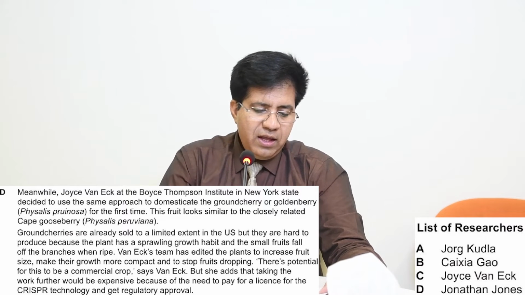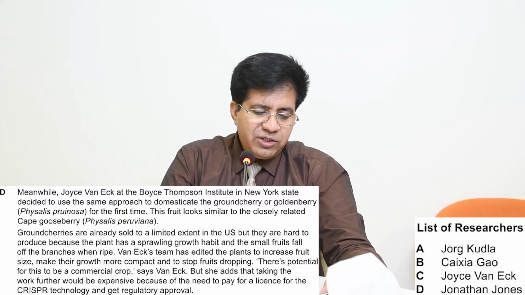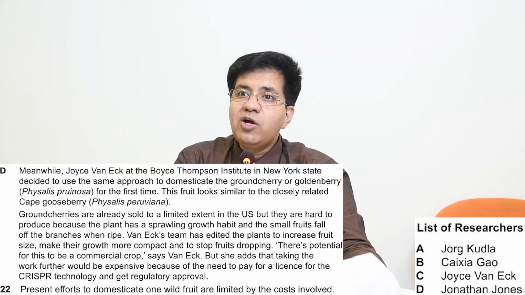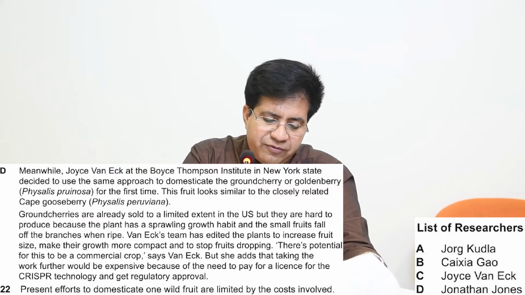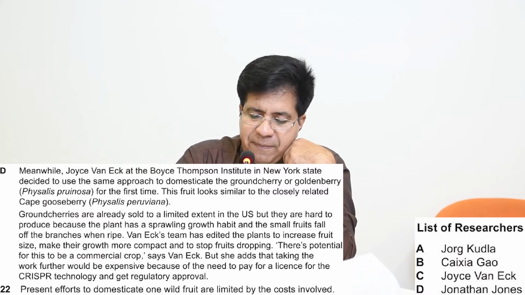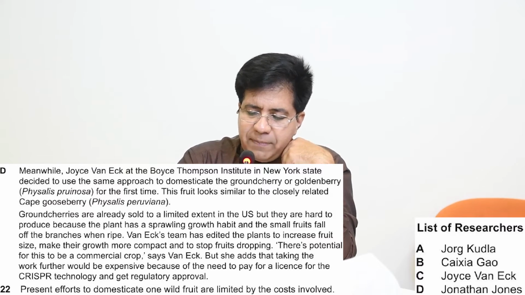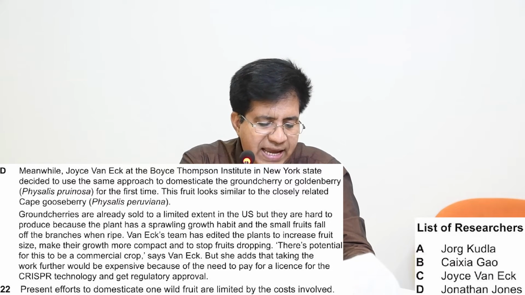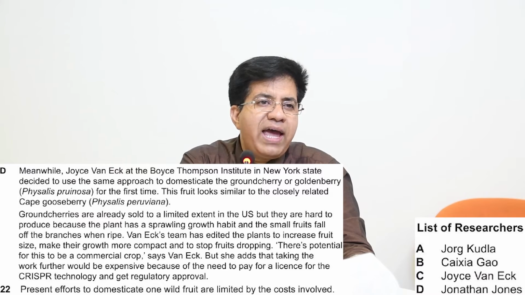So, question number 22: Present efforts to domesticate one wild fruit are limited by the costs involved. Now, what is the word for costs involved? They use the word pay, then they use the word expensive, so that shows the cost. So for question number 22, the answer is C. And cross 22 also. You know why we are crossing? So that you don't read them again and again.